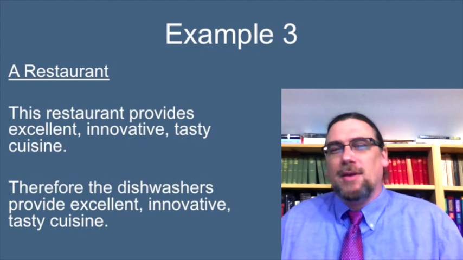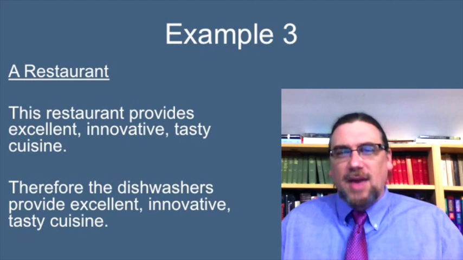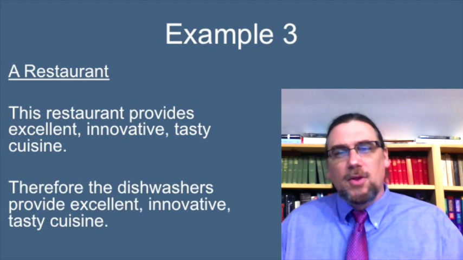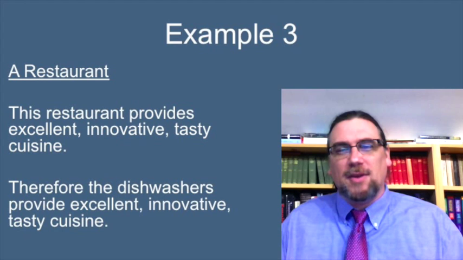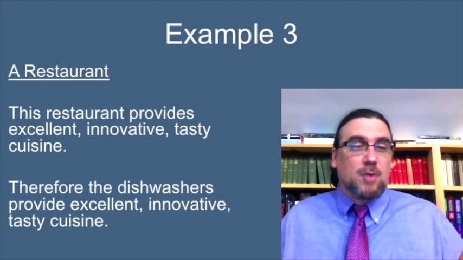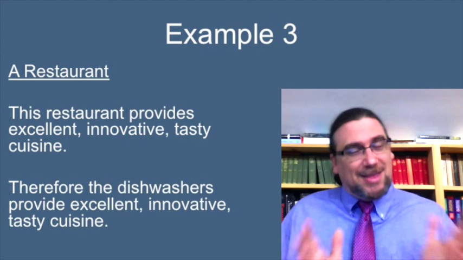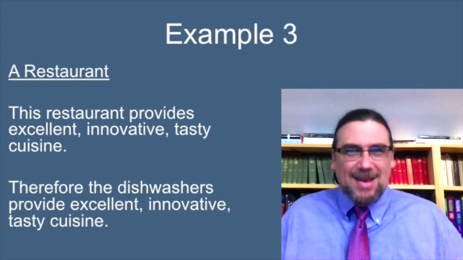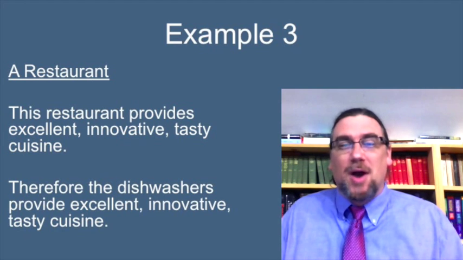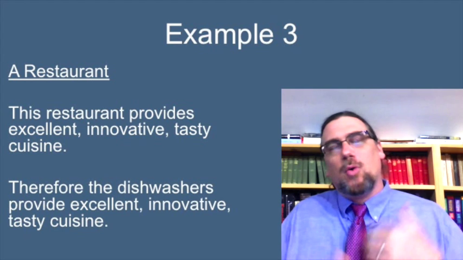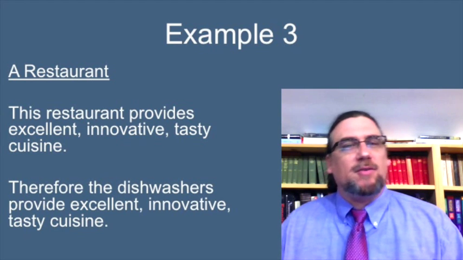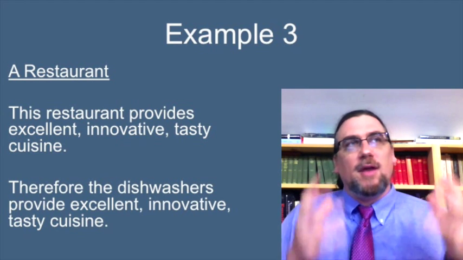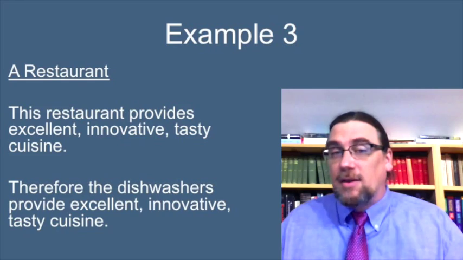A restaurant. So this restaurant provides excellent, innovative, tasty cuisine. Therefore, the dishwashers provide excellent, innovative, tasty cuisine. No, that's not true. The dishwashers provide, hopefully, clean dishes that the cuisine can be placed upon, plated, served, eaten, and then go back to the dish room where they get washed again. So this is an example of an organization, we could say, or a team. Not everybody on the team possesses the qualities that the team itself can be said to possess.